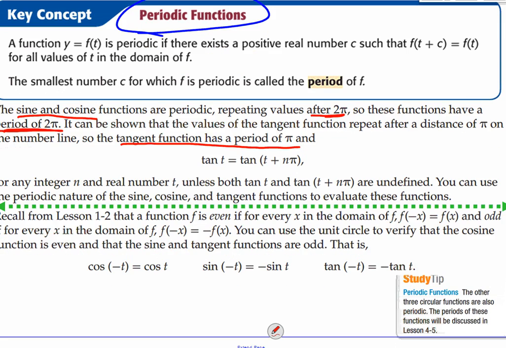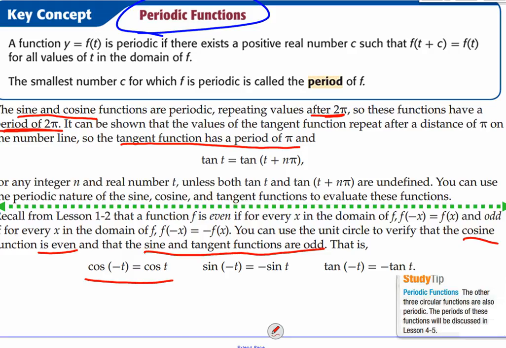Oh, but I do see down here the even and odd thing. So a function is even if when we put in a negative x, we get the same y value as if we put in the original x. And so the cosine function is even, and the sine and tangent functions are odd.